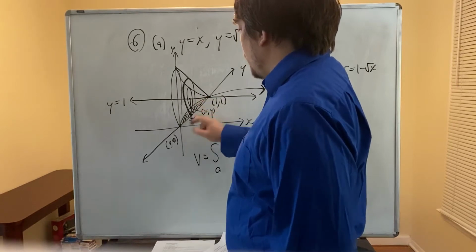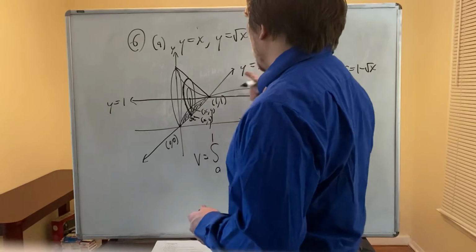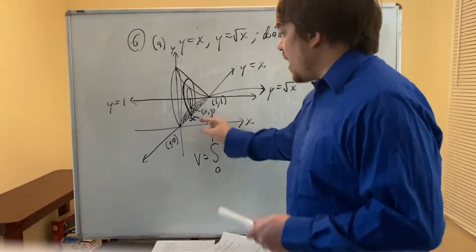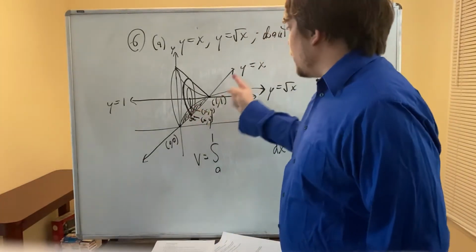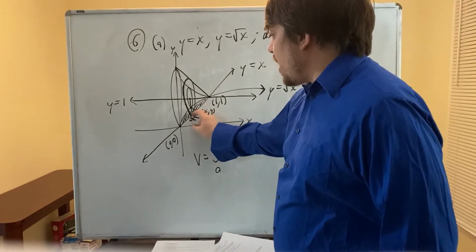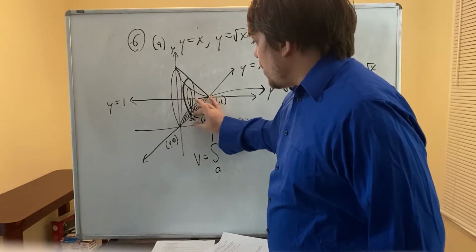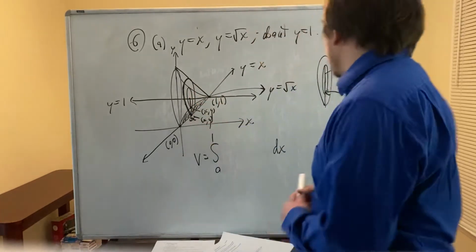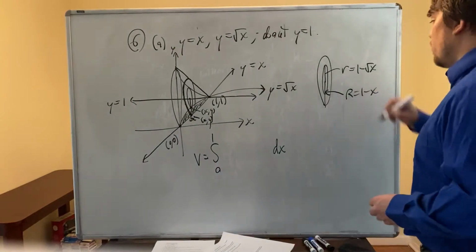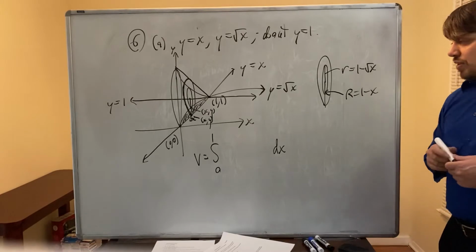Now this point is also the point x comma y, like I said, on this graph. Now the height of this point, or its y value, is equal to x. That whole thing is 1. So 1 minus x is a larger radius. So little r is 1 minus the square root of x. The larger radius is 1 minus x.